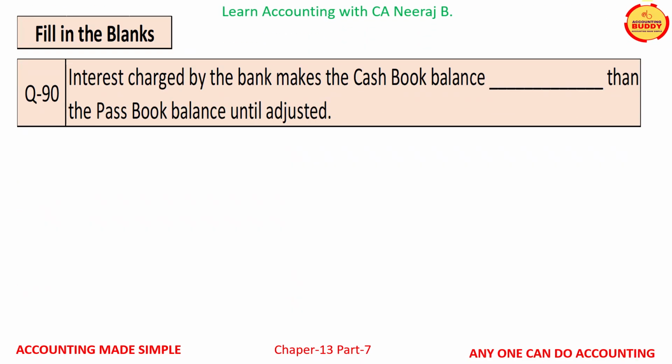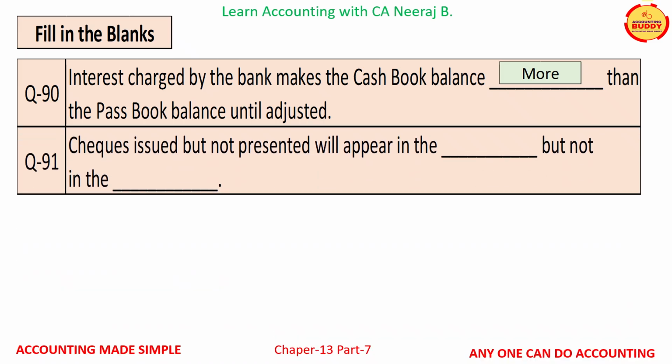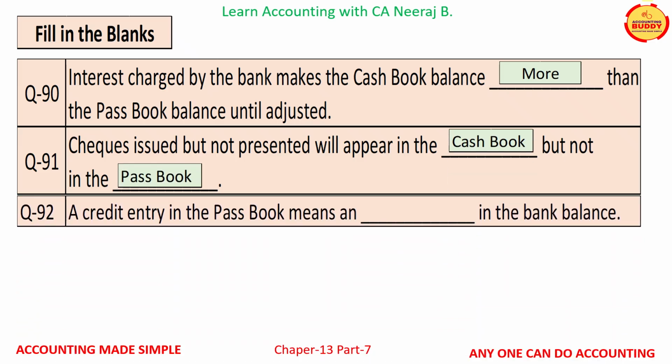Question number 90: interest charged by the bank makes the cash book balance dash than the passbook balance until adjusted, and the correct answer is more than the passbook balance. Question number 91: checks issued but not presented will appear in the dash but not in the dash, and the correct answer is cash book but not in the passbook. Question number 92: a credit entry in the passbook means a dash in the bank balance, and the correct answer is an increase in the bank balance.